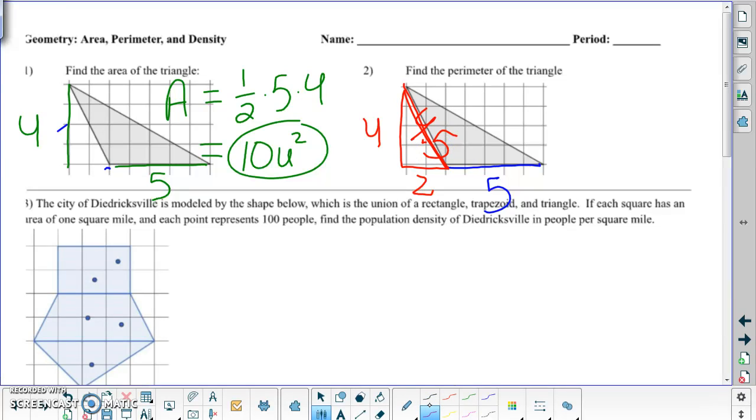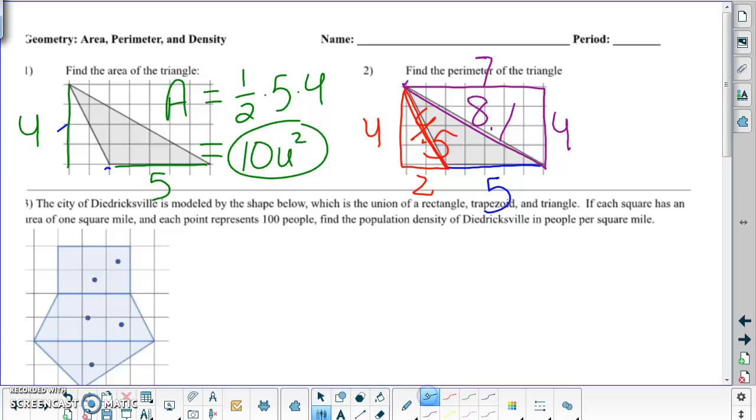Okay, now I want to find the longer side. So the triangle is 4, 5, 7. So 4 squared plus 7 squared. And then take the square root. Okay, so when you find the magenta side, what is that? Yeah, 8.06, so I could say 8.1.